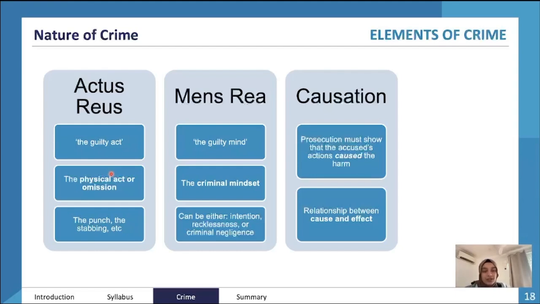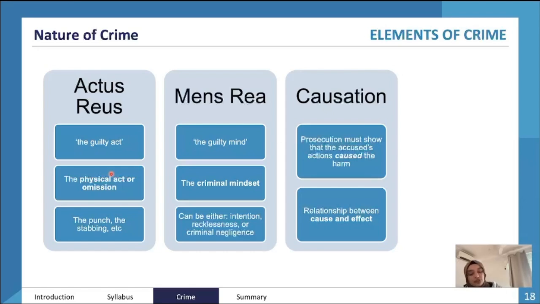Now the act, once you're caught on camera punching someone and then you see them get knocked out, that's it, you're found guilty. It's very easy to prove, right? Mens rea is not easy to prove because it's the guilty mind. You have to prove that that person had the intention of committing that crime. So, this is the criminal mindset.